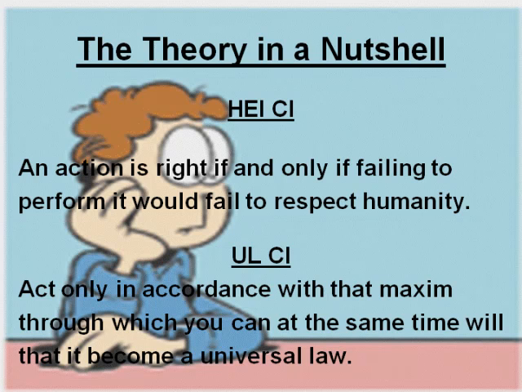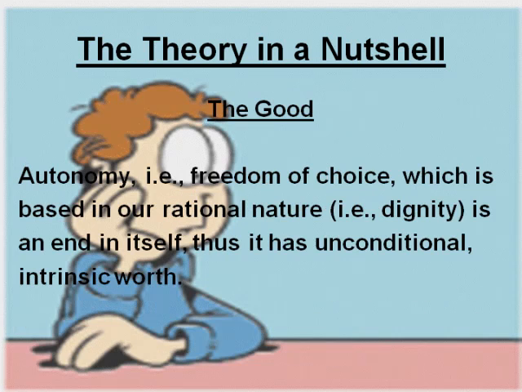Remember that we have two different formulations of the categorical imperative. An action is right if and only if failing to perform it would fail to respect humanity, and act only in accordance with that maxim through which you can at the same time will that it become a universal law. For further details on these, please look at the first two Kant lectures. Our theory in a nutshell about the good, remember that autonomy, that is our freedom of choice, which is based on our rational nature, again, which is dignity, is an end in itself, thus it has unconditional intrinsic worth.